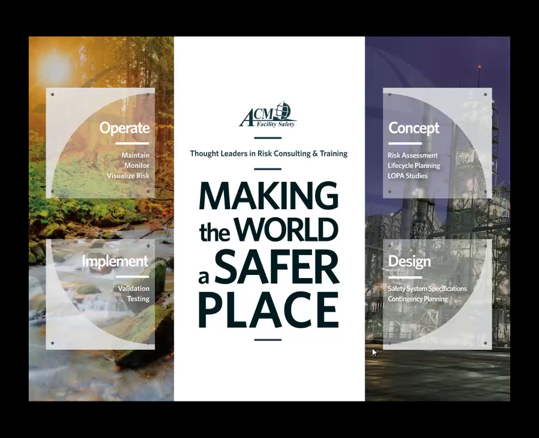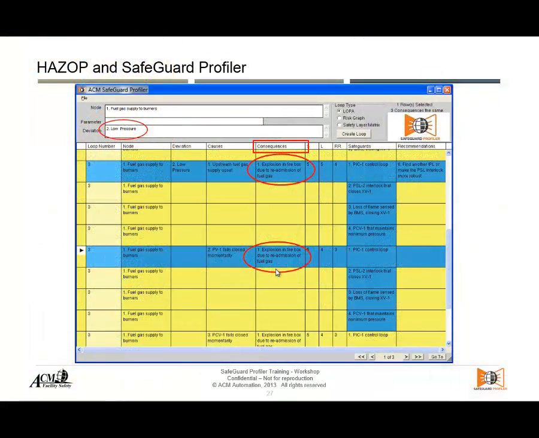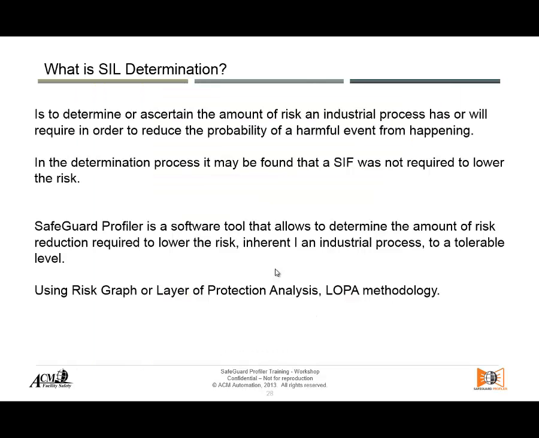So after we imported the HAZOP inside SafeGuard Profiler, what is the next step? Now we are ready for SIL determination, or running these methodologies in order to find out whether we need a safety interventive function or not. So what is SIL determination?